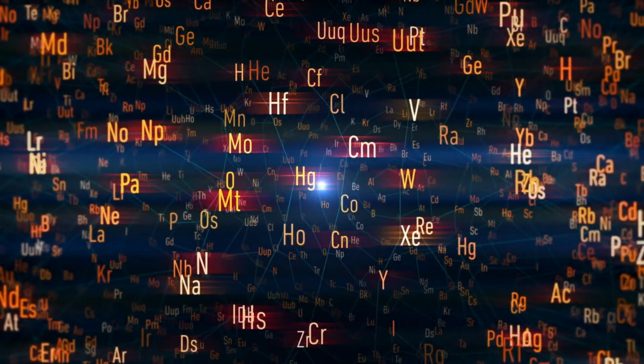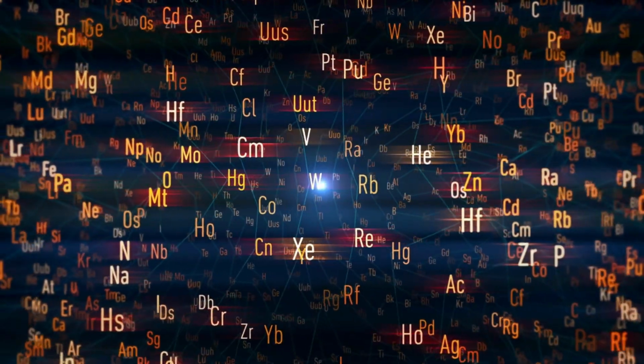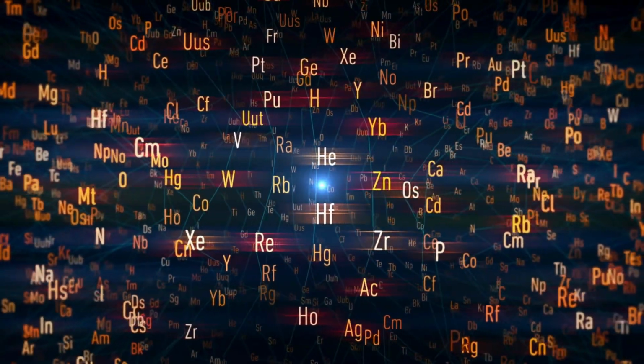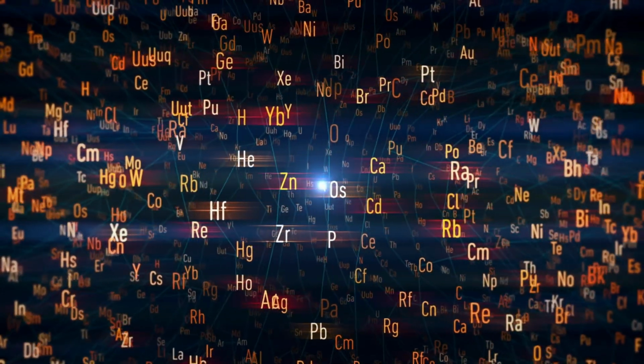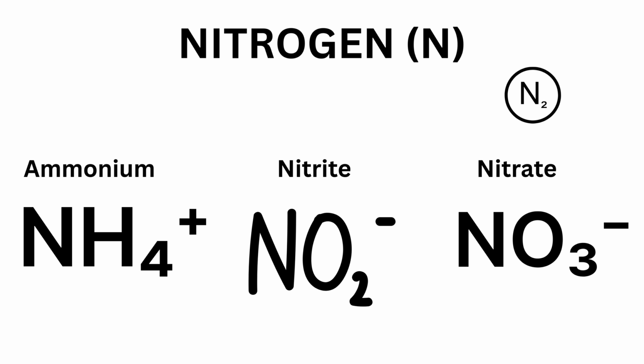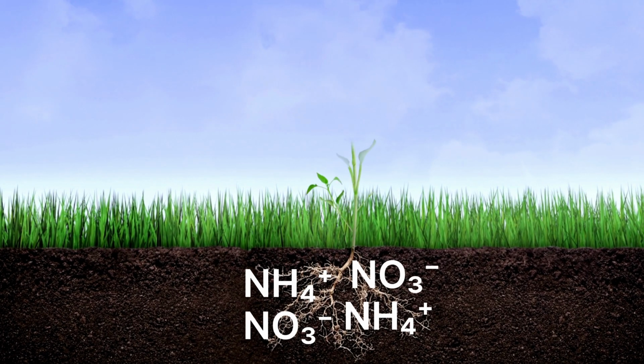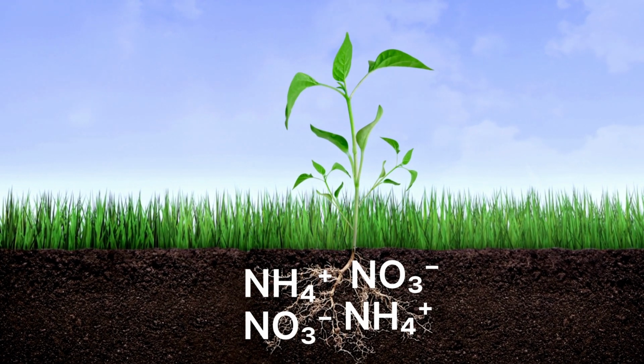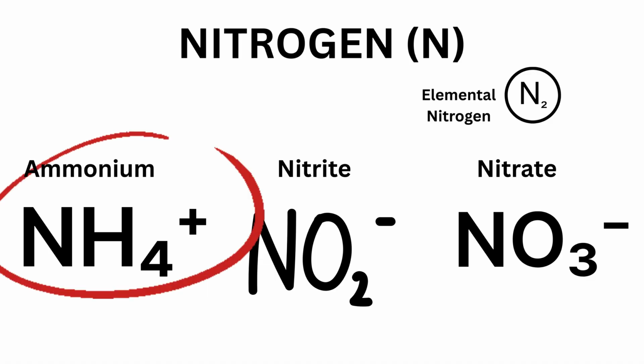Now, here's where it gets confusing. It is not just about whether the element is there, it's also about how it is there. Take nitrogen. It can exist in multiple forms: ammonium, NH4, nitrate, NO3, nitrite, NO2, or even atmospheric nitrogen, N2. Of those, nitrate and ammonium are the ones plants can actually absorb. Though in high concentrations, ammonium can actually become toxic.